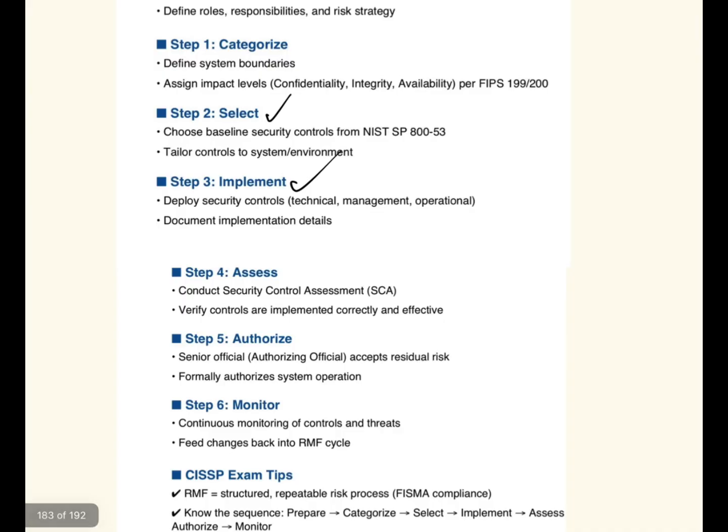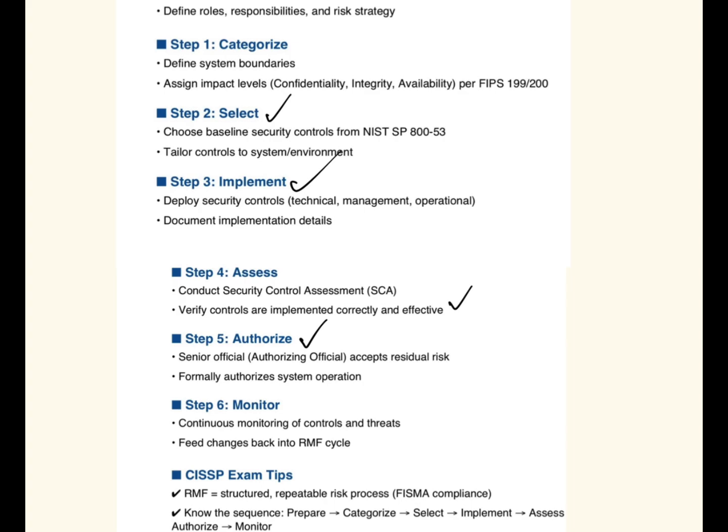Step four is assess. Conduct a security control assessment. Verify controls are implemented correctly and are effective. Check if controls are working as expected, usually by a security control assessor. Implementation mistakes can make you think you are protected when you are not. If you make a mistake while implementing those controls, you think you are protected, but in reality you are not. It's like testing the locks to see if they really keep the door shut. After implementing, you need to assess whether they are properly implemented.